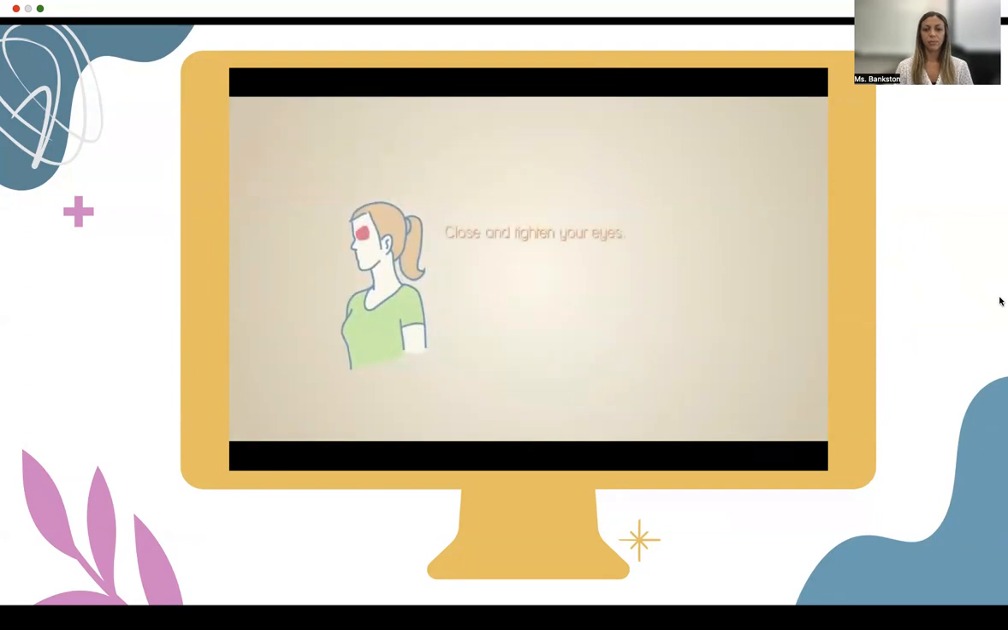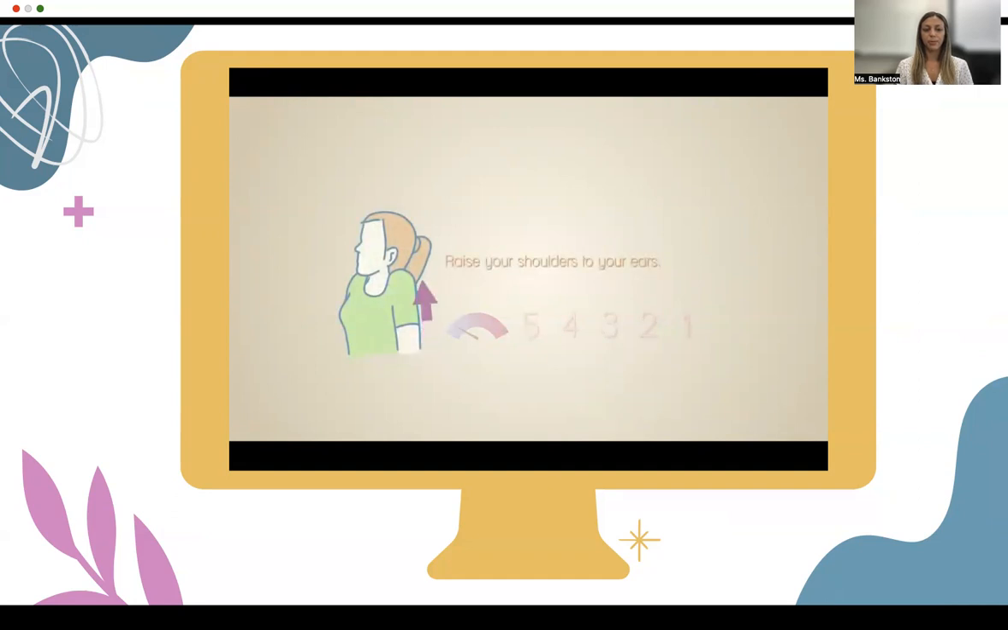Close and tighten your eyes. Tense all muscles in your cheeks. Tighten all the muscles around your lips. And press your tongue to the roof of your mouth. Hold that tension for 5, 4, 3, 2, 1. Quickly release and relax. Now your shoulders, chest, and back.